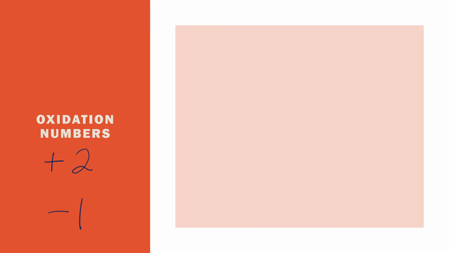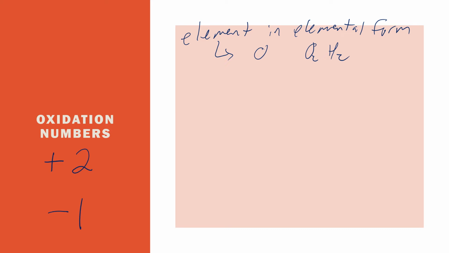If you have an element in its elemental form, so basically by itself in its standard state, then its oxidation number will be 0. So like O2 or H2 or just solid sodium, any element by themselves in their standard form. Oxygen and hydrogen are diatomic, so their standard form is with a partner.